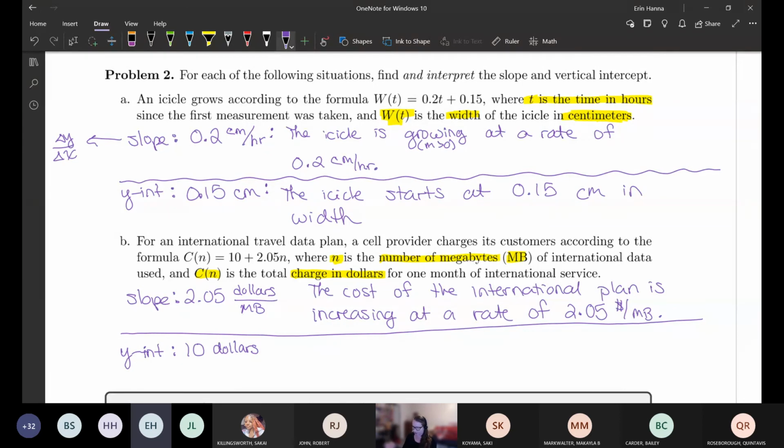And the y-intercept would be when n is 0. So essentially the initial cost, even if you don't use any megabytes. So the initial value is $10 before adding any megabytes. I'll probably talk about that one really quickly again on Wednesday because I had to rush through it a little bit.